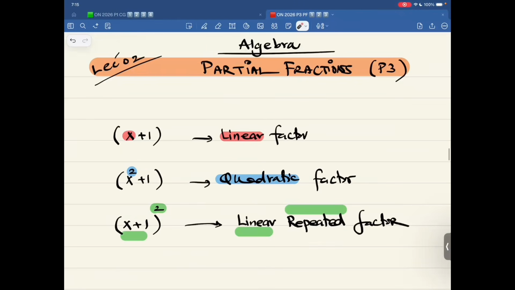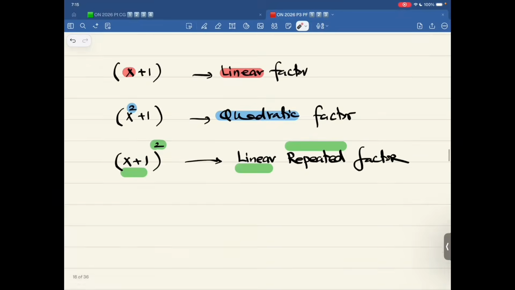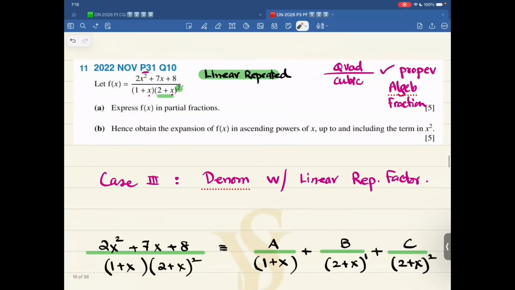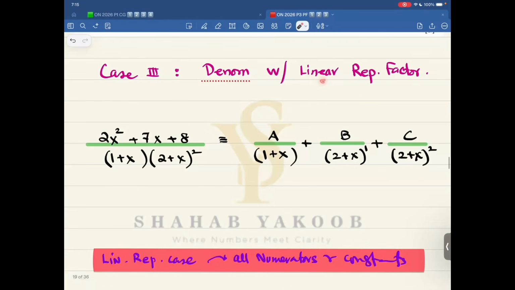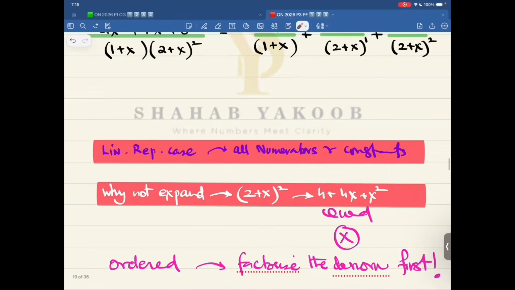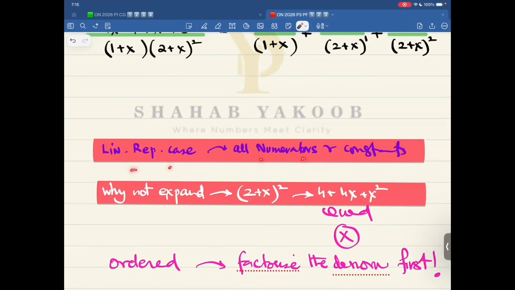And then lecture number 2, that was partial fractions again. This is a linear factor. The power is 1 outside, the power of x is 1. If it's linear on the inside and the power is 2, that is a linear repeated factor. And if the power is 1 on the outside, but the x has a power of 2, that's a quadratic factor. And we are limited to these three technically. So now, denominator with linear repeated: once the linear is written with the square, in the linear repeated case, all numerators are constant.